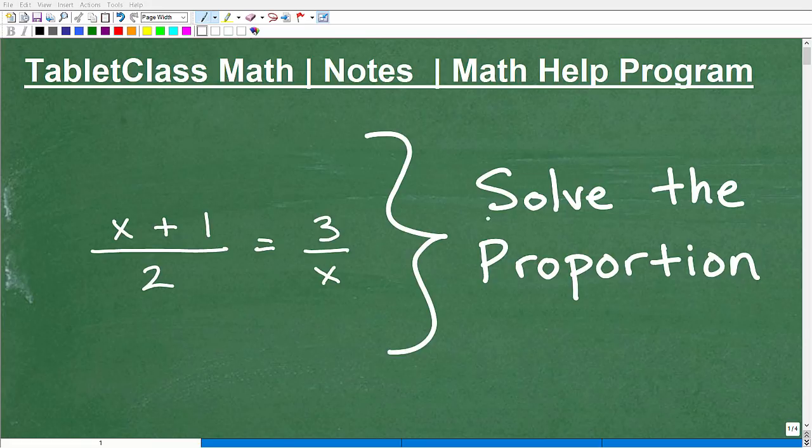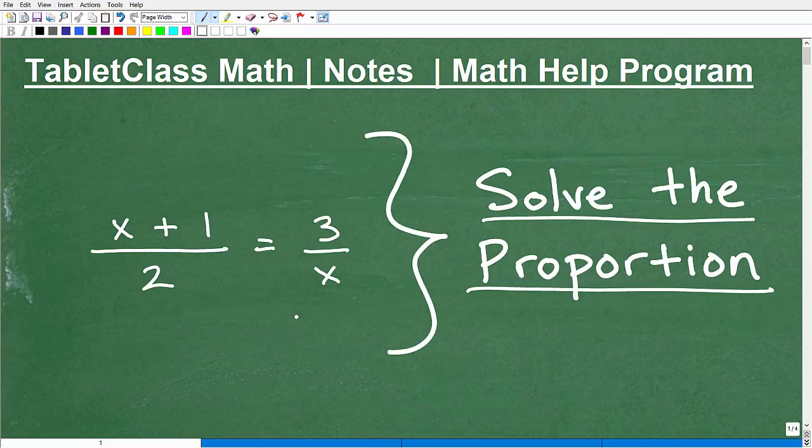Okay, let's go ahead and solve the proportion. So here is the problem I'm going to be doing in this video. And before we get into this actual problem, I'm going to quickly review what the definition of a proportion is and tell you what is the best strategy, best approach to solve a proportion problem.